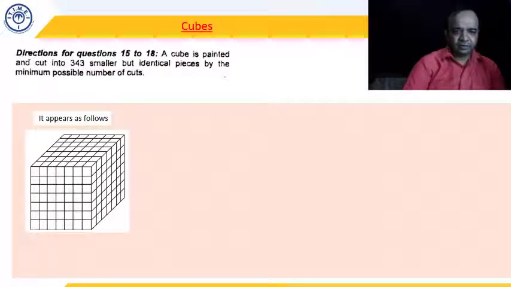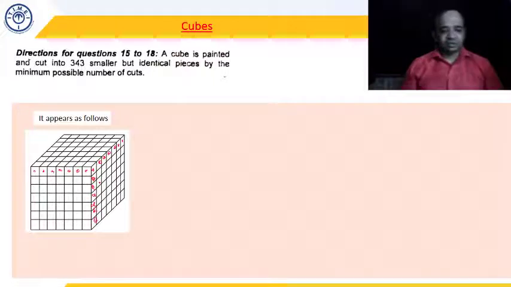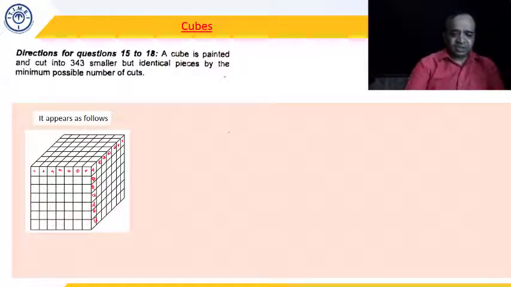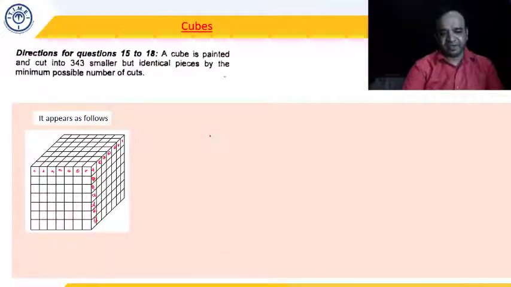1, 2, 3, 4, 5, 6 cuts applied, and the pieces we have are 1, 2, 3, 4, 5, 6, 7. 7 pieces along this dimension. Similarly, 1, 2, 3, 4, 5, 6, 7 pieces along this dimension, and similarly 7 pieces along this dimension. So this is the way in which we can apply the minimum possible cuts, and the total number of pieces is 343. Now, the question is of 3 face painted, 2 face painted, 1 face painted, no face painted.